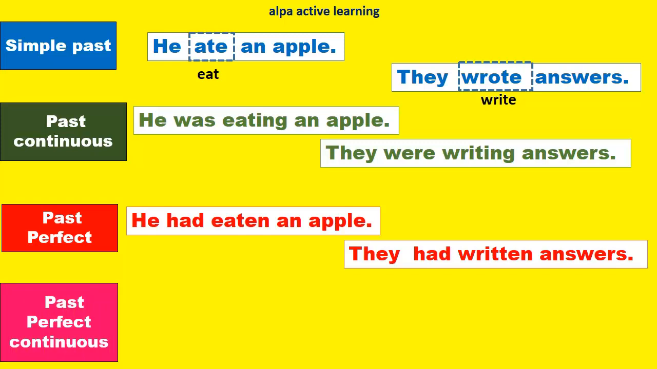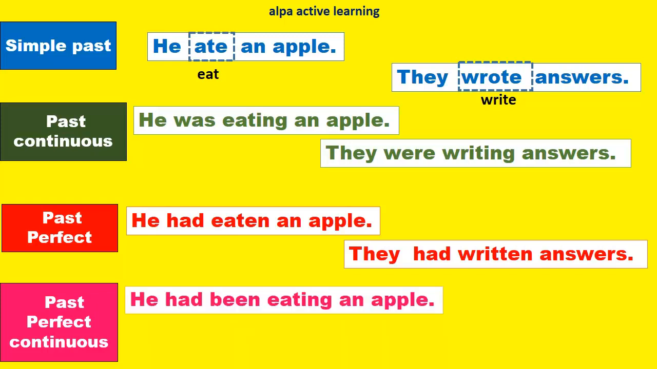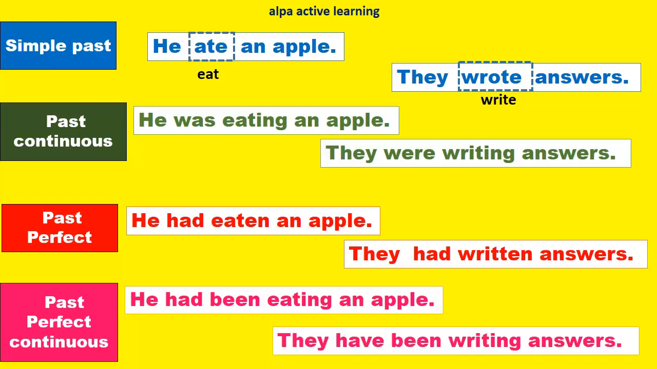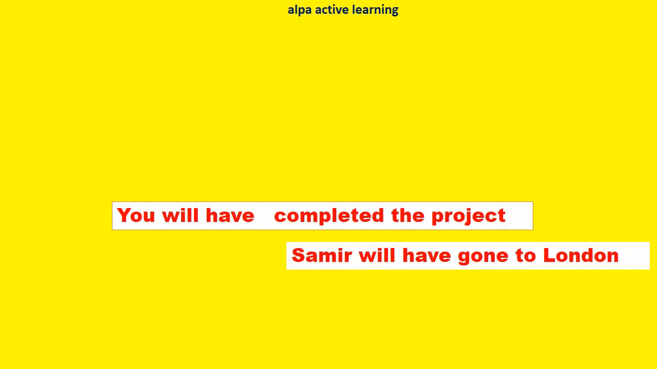So what will be for the they? They had been writing answers. So children, isn't it easy? Yes, it's very easy if you follow the trick. So now children, the next sentence.